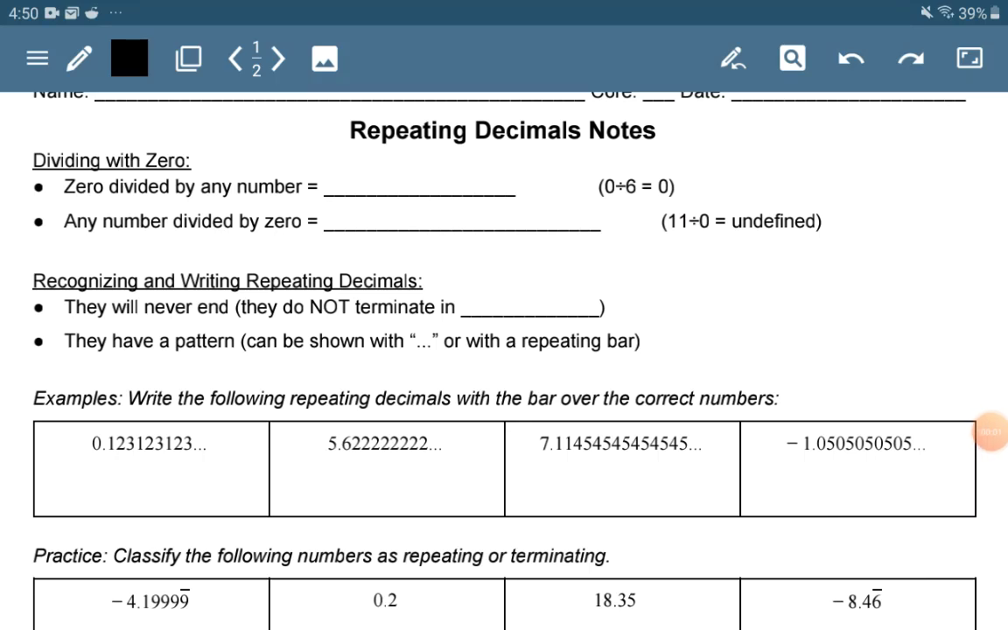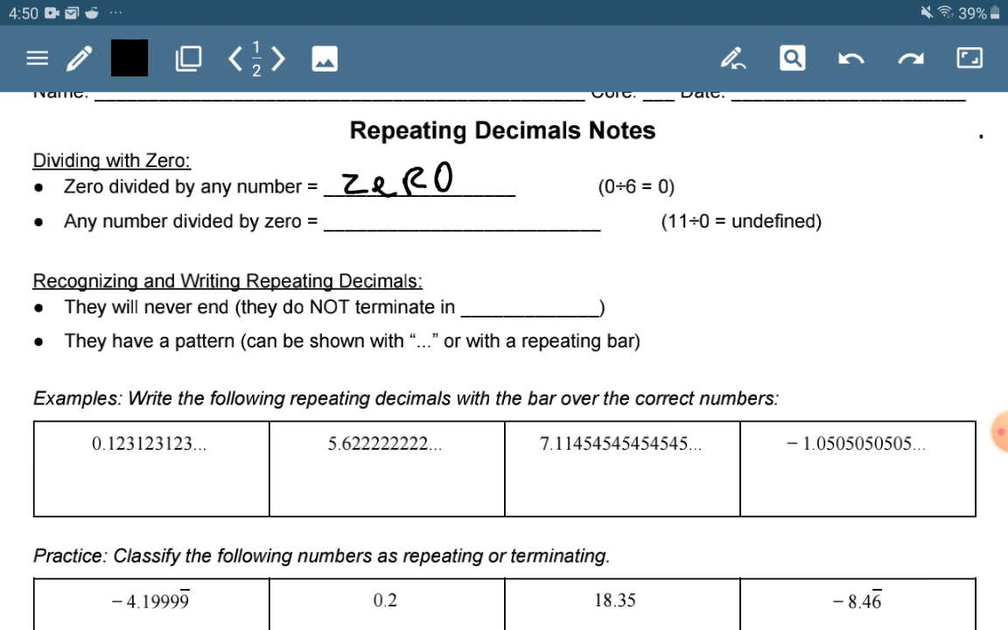We are building off of what we did yesterday with terminating decimals to now talk about repeating decimals. One thing that I want to talk to you about real quick at the top, though, is sometimes we are going to get a fraction or division problem where 0 is involved. If we have 0 divided by any number, meaning 0 is listed first or it's on the top of a fraction, our answer is going to be 0. So in the example I have to the right, we have 0 divided by 6 equals 0.